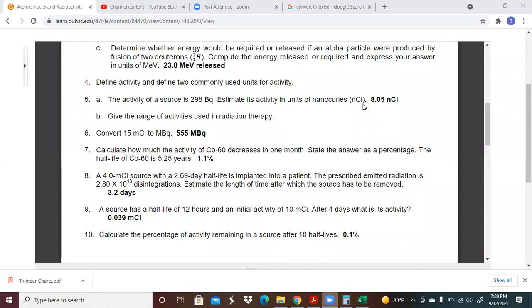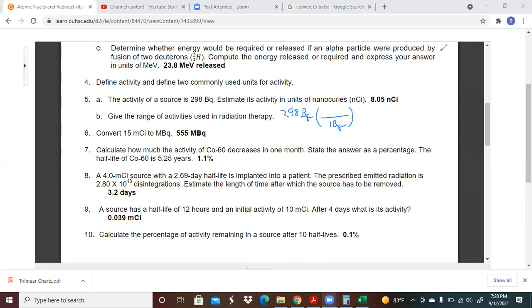All right. Let's take a look here at number 5. The activity of the source is 298 becquerel. Estimate its activity in units of nanocuries. So starting off here, we have 298 becquerel. Now we want to convert that into nanocuries. Now the question becomes exactly what's the relationship here between a becquerel and a nanocurie, or for that matter, just curies in general?